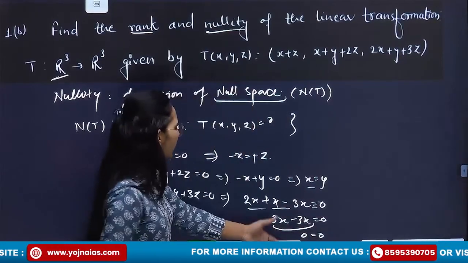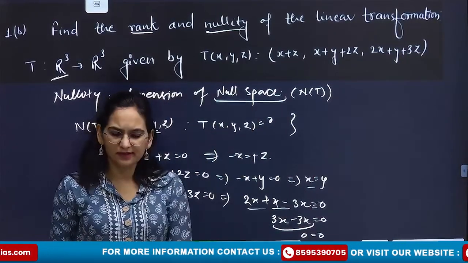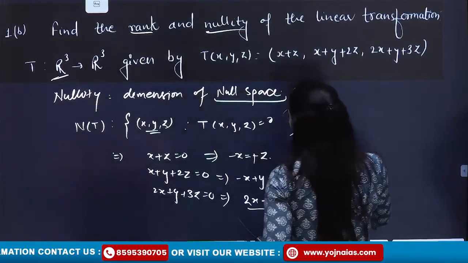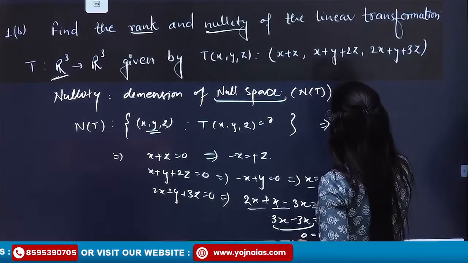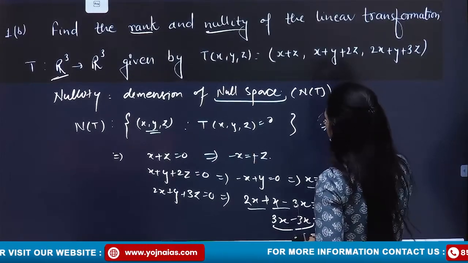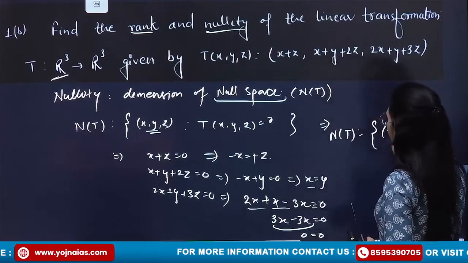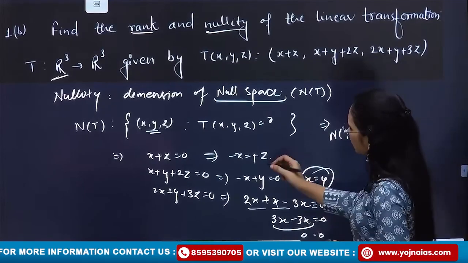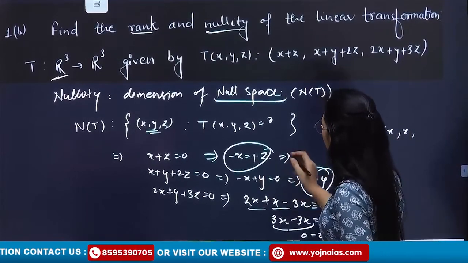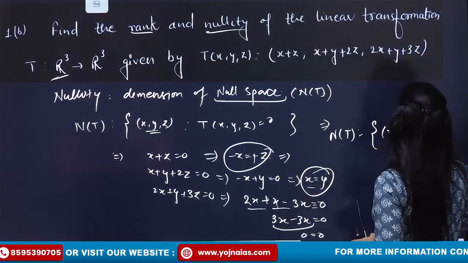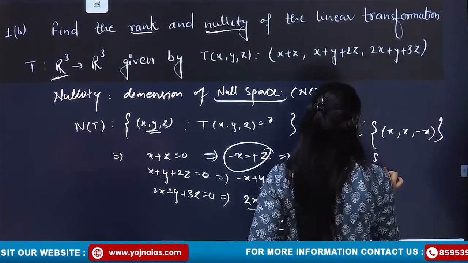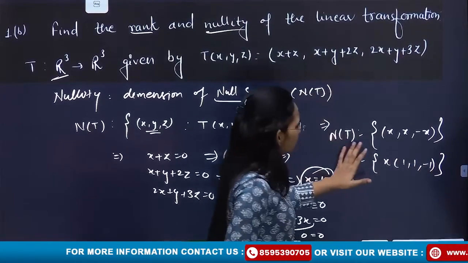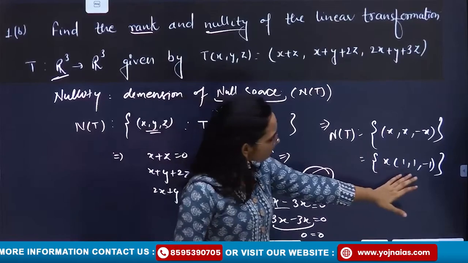You are not able to find out x from anywhere, that is why x is an independent variable, and your x, y, z is going to be of the kind: at the place of x we have x, at the place of y we would have again x, y is equal to x, and then at the place of z you have minus x. So the null space can be written as x times (1, 1, minus 1). The null space is spanned by (1, 1, minus 1).